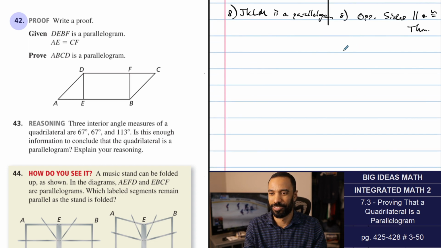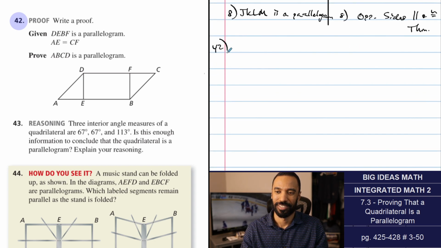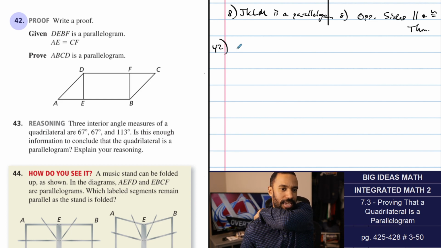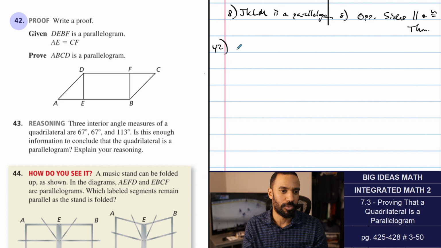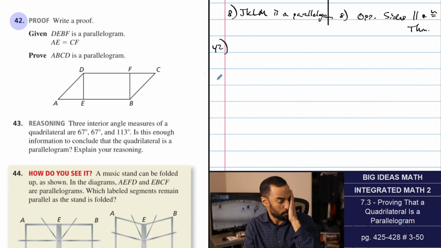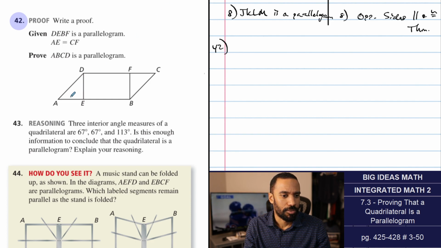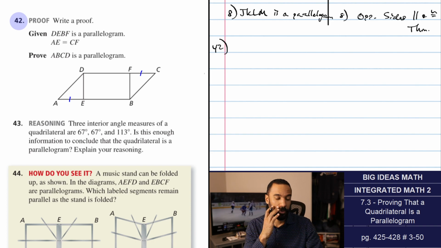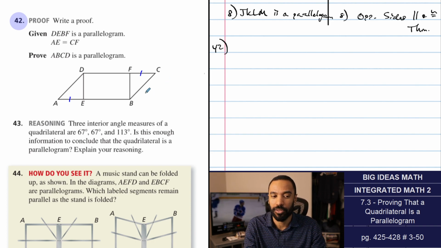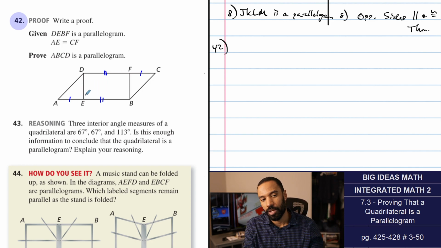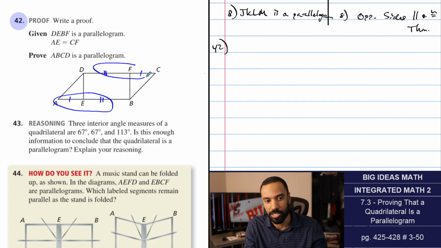Number 42. Write a proof. DEBF is a parallelogram. AE equals CF. Prove ABCD is a parallelogram. AE equals CF, so these are the same. It says they're equal in length. It doesn't say they're congruent. Parallelogram, that means these are equal. Therefore, I can use the segment addition postulate, which then says those are the same.